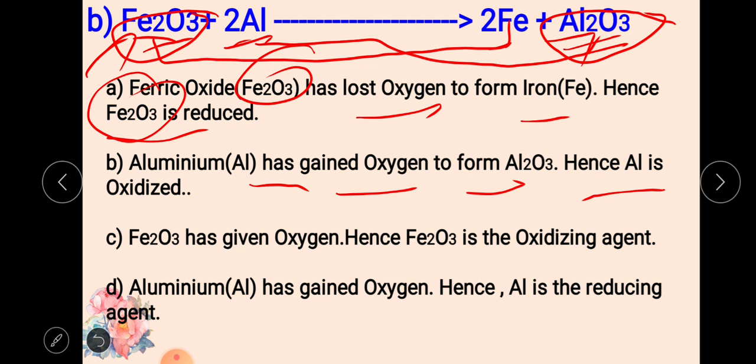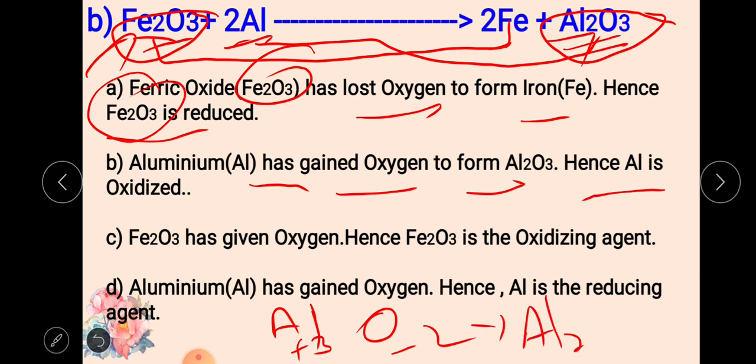And why is the aluminium oxide formula Al2O3? Because of the criss-cross formula we learnt in the previous class, 9th class. Aluminium and oxygen: what is the valency of aluminium? +3, and oxygen valency -2. Criss-cross both, what will we get? Al2O3. The aluminium oxide formula is Al2O3. Okay. Aluminium gained oxygen to form Al2O3, hence aluminium is oxidized.